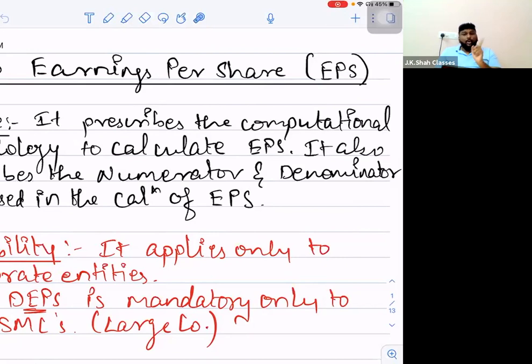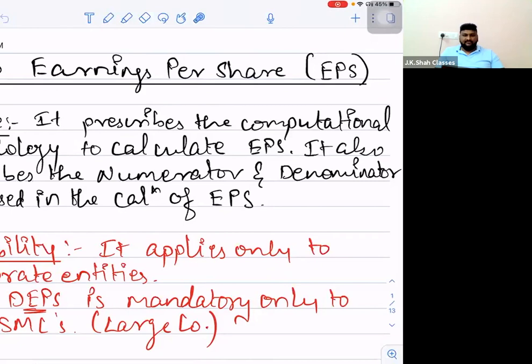And we don't have an accounting standard for any other ratio. We have an accounting standard only and only for EPS. For the rest of the 49 formulas that you are going to learn, we don't have any standard. So you can imagine from this how important EPS is, because for just this simple formula, this financial ratio, they have made an entire accounting standard.